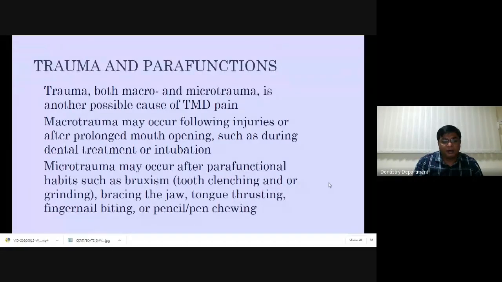Microtrauma mainly occurs due to parafunctional habits, mostly bruxism or bracing the jaw, tongue thrusting, fingernail biting, or pencil or pen chewing. These are all parafunctional habits. So the habits will cause microtrauma to the TMJ.